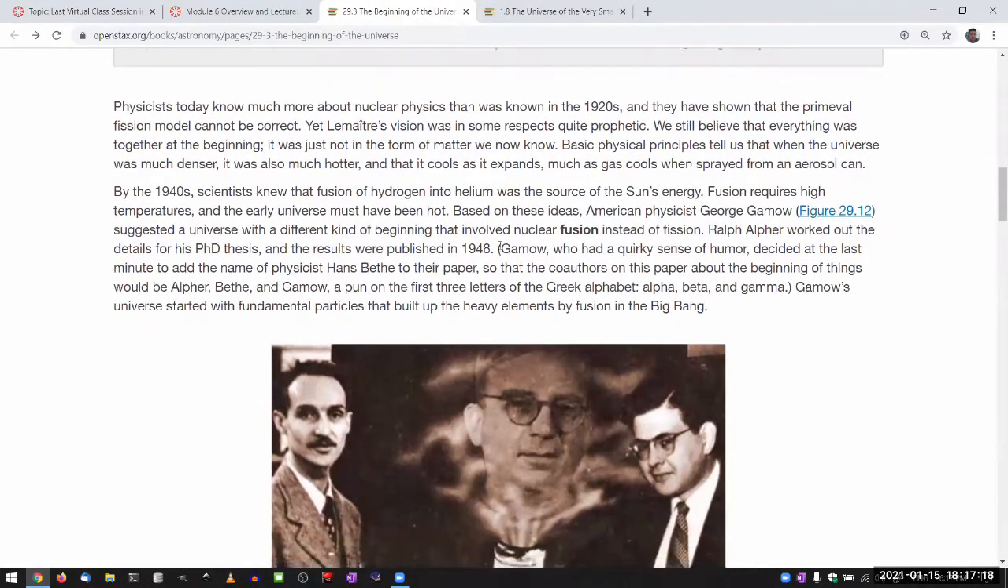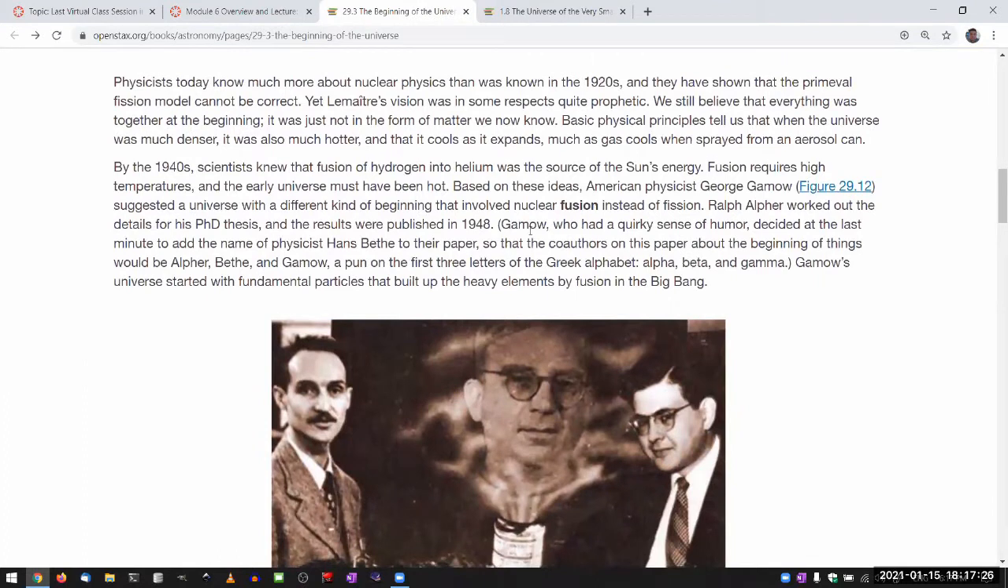The most famous of the scientists who were working on it was Gamow, a famous guy in particle physics. He's known for that. And Ralph Alpher was the young guy who worked out the mathematics. So it was his PhD thesis. And there's a backstory about Gamow adding the name of Hans Bethe, another particle physicist or nuclear physicist. The story I remember reading somewhere is that Alpher wasn't very happy about it because he was afraid.